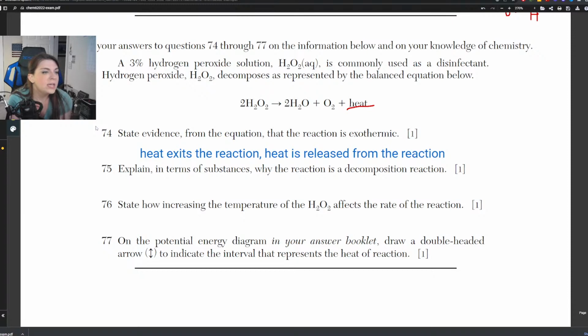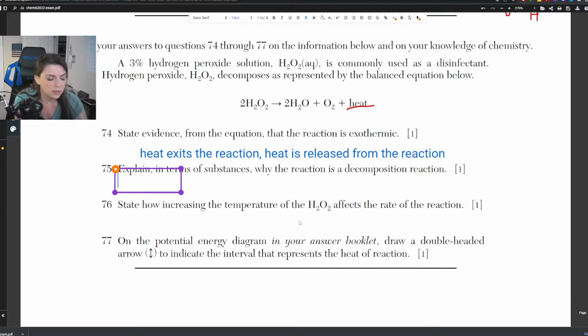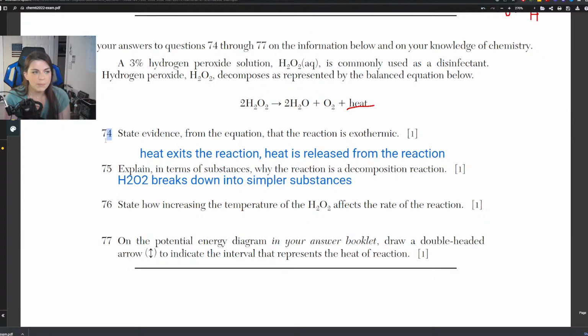For question 75, explain in terms of substances why the reaction is a decomposition reaction. I would say that the hydrogen peroxide breaks down into smaller pieces. Smaller substances, because they want me to use the term substances. And let's imagine that I wrote this nicely. H2O2 breaks down into simpler substances, and that is what makes it a decomposition reaction. That is what a decomp is. A synthesis would be the reverse.